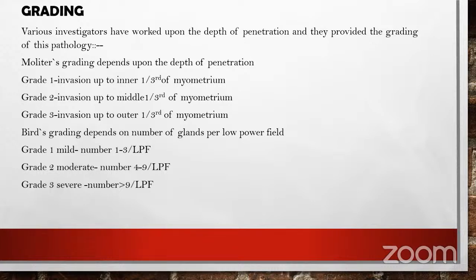Again, Bird has given a grading that depends on the number of glands per low power field. Grade 1, that is mild, the number of glands is 1 to 3 per low power field. Grade 2 is moderate, and the number of glands is 4 to 9 per low power field. Grade 3 is severe, and the number of glands is more than 9 per low power field.